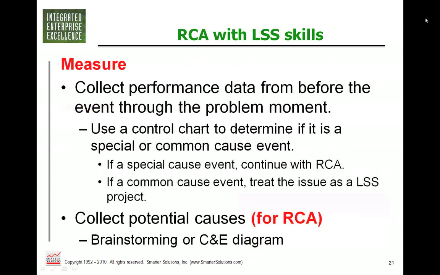Once we've defined a valid business problem, the next step is to collect performance data. We need to do that for root cause analysis, just like we do for projects. So go get performance data. Generally, this is the output data that you detected the problem with. Use a control chart to see if it's common or special cause events, because if you see a special cause, you're going to treat it with root cause analysis.